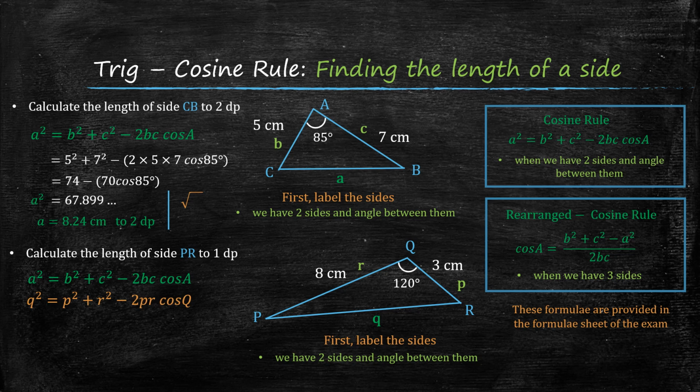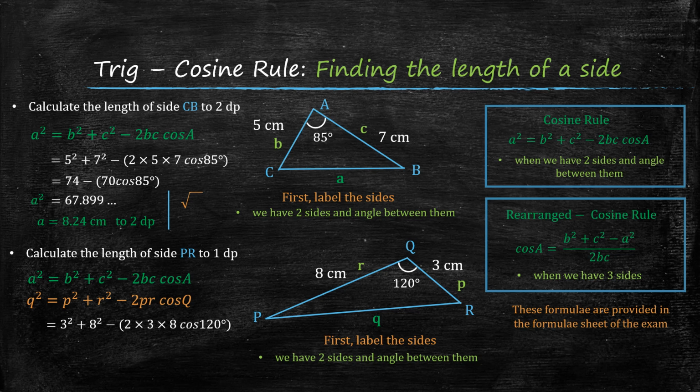We want to find side Q, so our version of the cosine rule will be Q squared equals P squared plus R squared minus 2PR cos Q. Now, this shows the reason why we want to label the sides. When we label the sides appropriately, we can work out the version of the cosine rule that we need to use for our question. So we want to solve for Q. So Q squared equals P squared plus R squared minus 2PR cos Q.